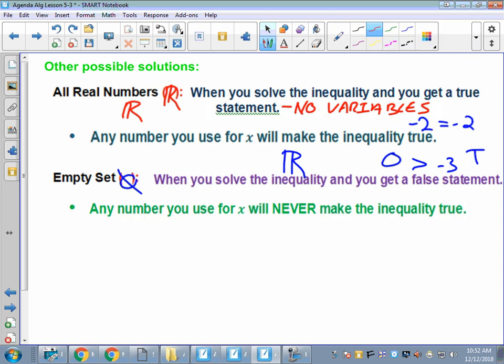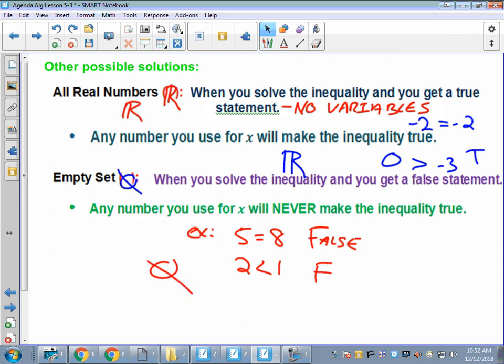So with equations, remember our example was 5 equals 8. Well, we know that was a false statement. With inequalities, it might be something like 2 is less than 1. Well, no, it's not. That's false. So our answer there would be no solution if you end up getting that.